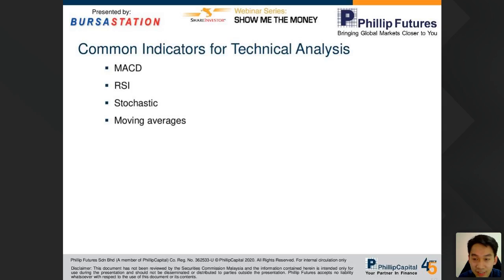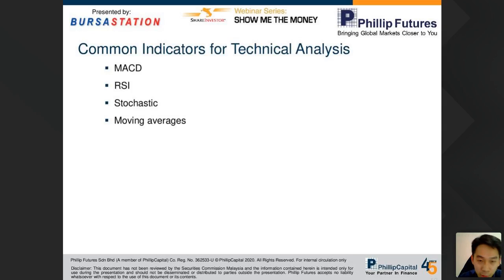As for RSI, it stands for Relative Strength Index. It's used to gauge whether the market is overbought or oversold. Then stochastic works similarly to RSI, gauging whether the market is overbought or oversold. Then we have moving averages. Moving averages are the averages of all prices. Because it's based on a theory that price will revert to the mean, some traders will prefer to use moving averages.